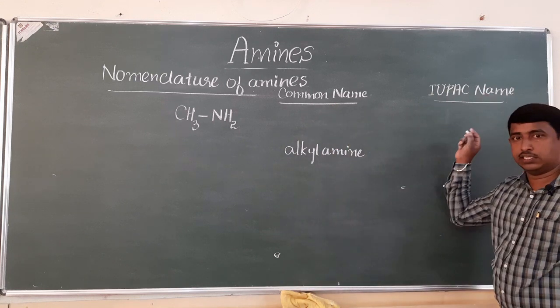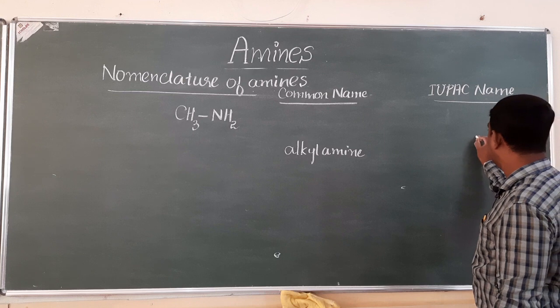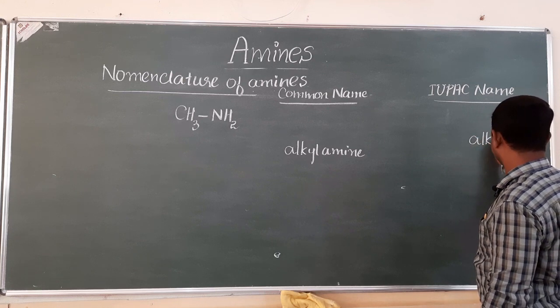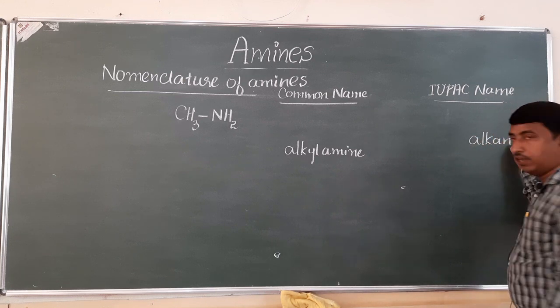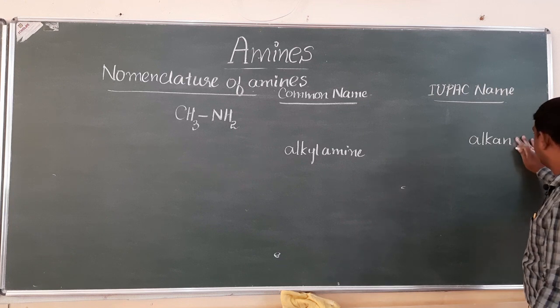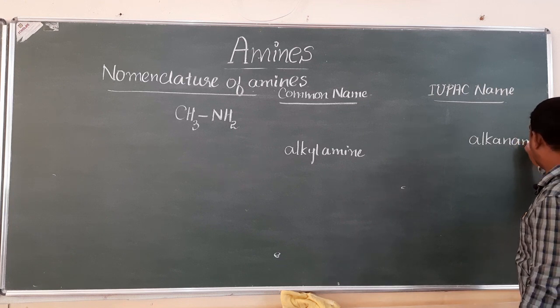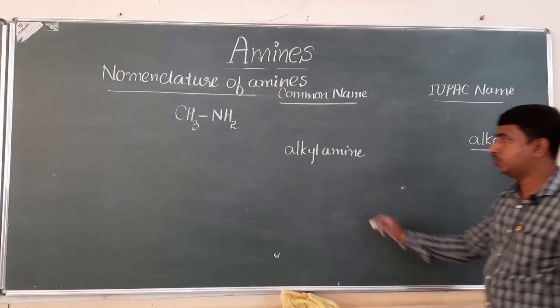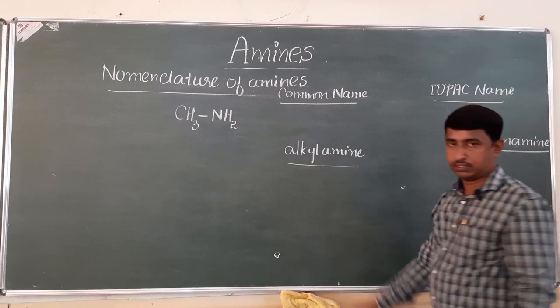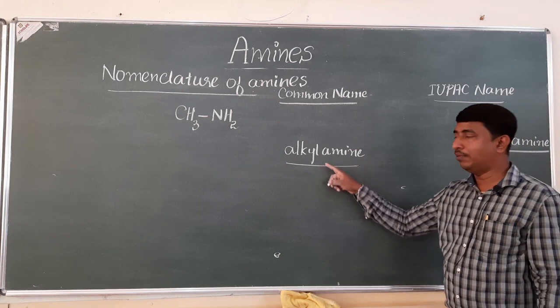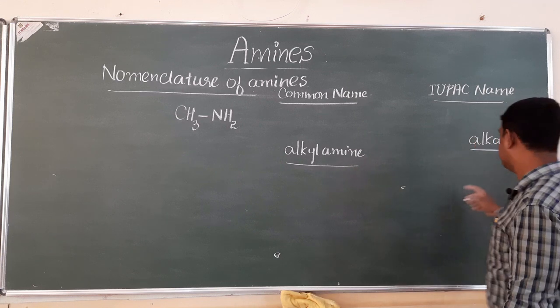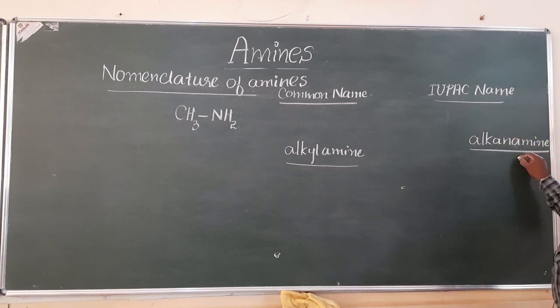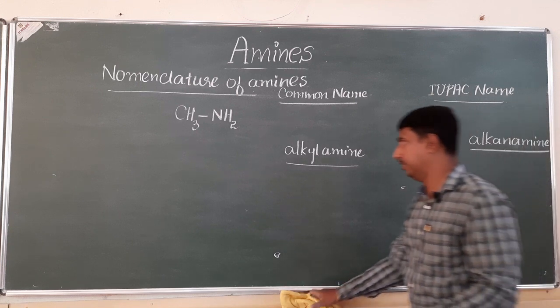In the IUPAC system, first I have to write the alkane, and we have to replace the E by the suffix amine. So in the IUPAC system, they are named as alkane amines. In the common system, amines are named as alkyl amines.